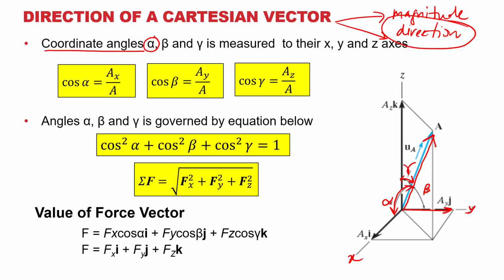You've got alpha. What are these angles to? The angles from the force. This is your force. This is your X axis. This is your Y axis. This is your Z axis. So these are the force angles.